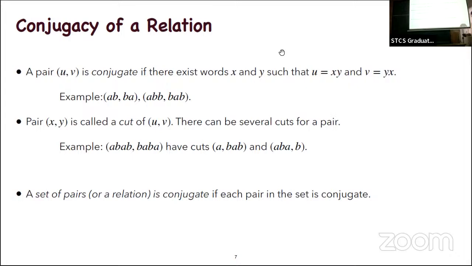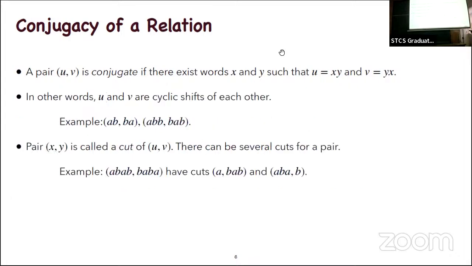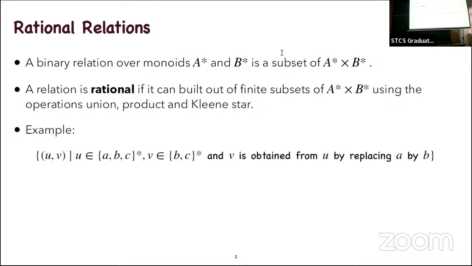For the benefit of others, I'll just quickly recap. Okay, so what is the binary relation? I have A star and B star. The binary relation over the monoids A star and B star is a subset of A star times B star.